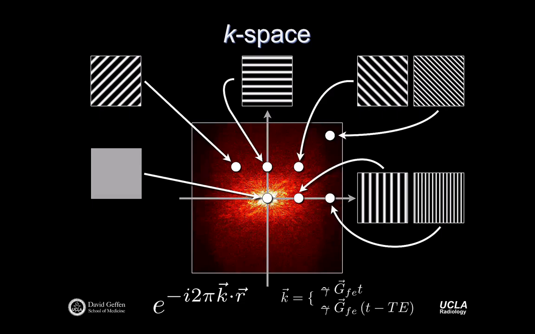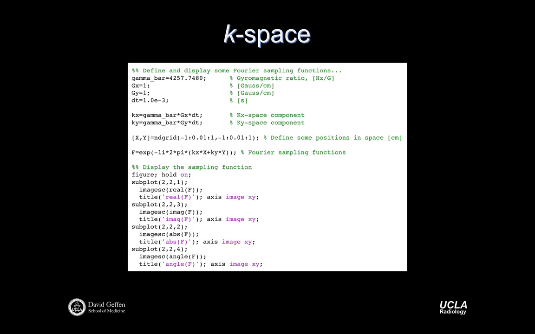This is the spatial frequency weighting term, right? It's an exponential of e to the minus i 2 pi, some k vector dotted with some position vector. And I want to show you more concretely what that actually looks like. All I'm doing here is saying, okay, we have to define gamma or gamma bar. Gamma bar has units of hertz per gauss.